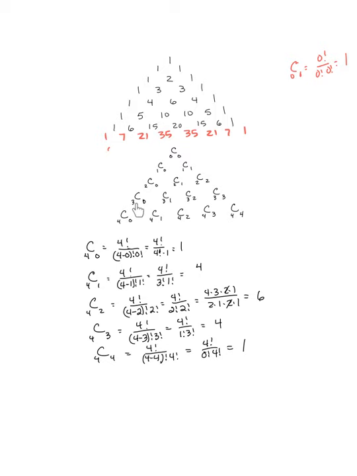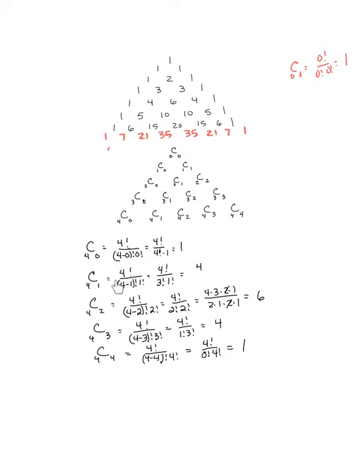Go down to the next row. This 1 is the combination of 3 things taken 0 at a time. The combination of 3 things taken 1 at a time, you would get 3. Combination of 3 things taken 2 at a time, you get 3. Combination of 3 things taken 3 at a time, you get 1. Down in the next row, combination of 4 things 0 at a time is 1. Combination of 4 things 1 at a time is 4. Combination of 4 things taken 2 at a time is 6. Combination of 4 things taken 3 at a time is 4. Combination of 4 things taken 4 at a time is 1 right here.